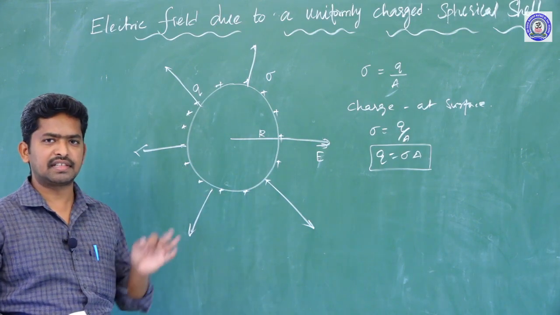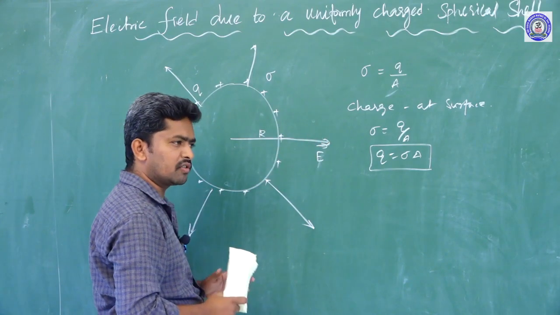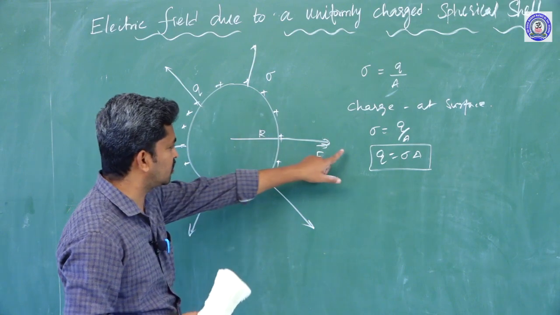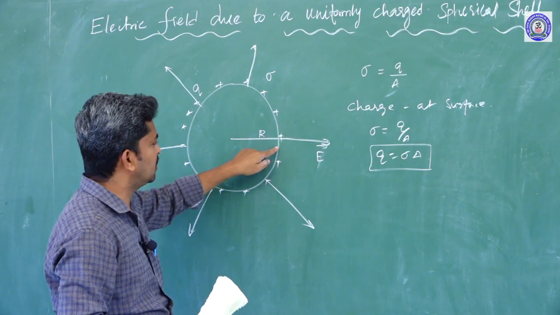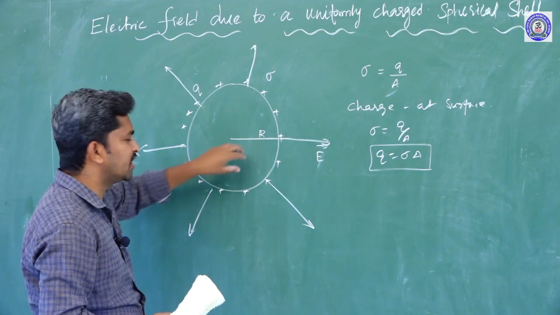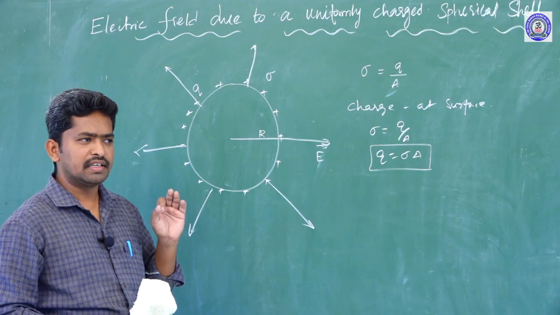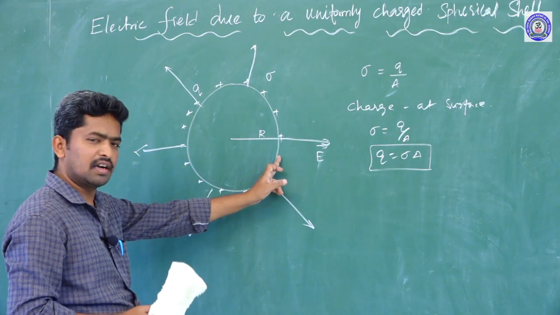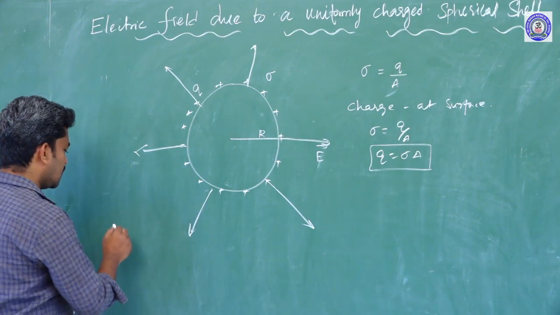Here we consider three points. The first point is outside the sphere, where I want to calculate the electric field. The second point is on the sphere, and the third point is inside the sphere. I want to calculate the electric field outside, on the surface, and inside the sphere. First one, case 1.